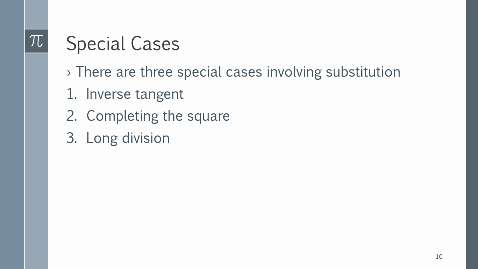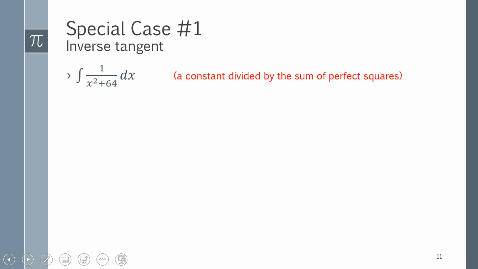One involving an integral that results in an inverse tangent. Second is completing the square, and the third involves long division. So, first one, the case that involves inverse tangent. When I look at the integral of 1 over x squared plus 64, I don't know of anything that has that as its derivative off the top of my head.